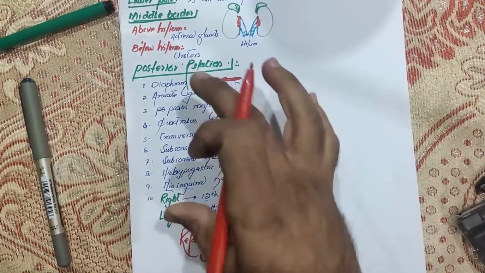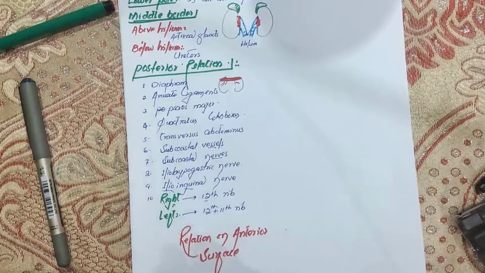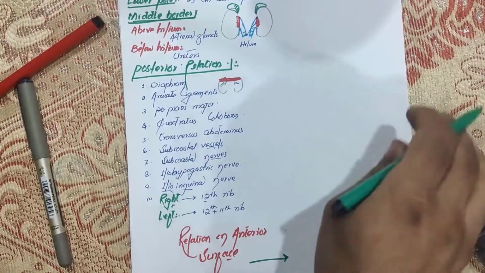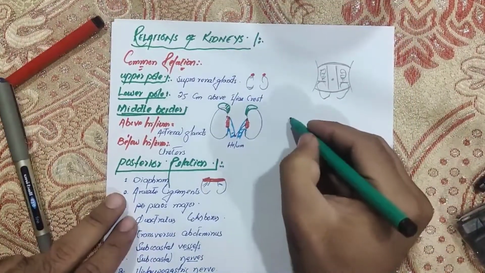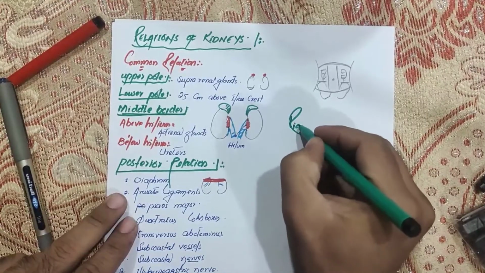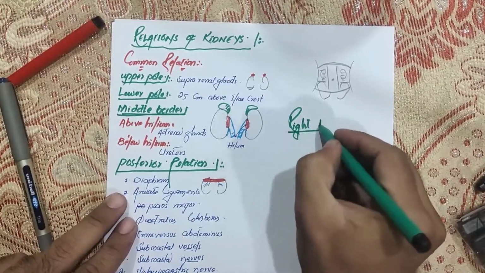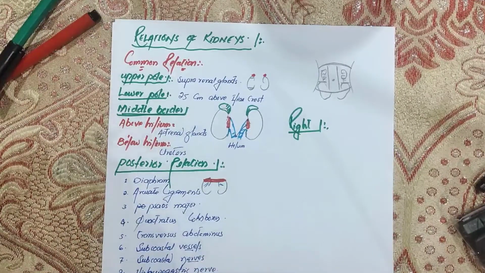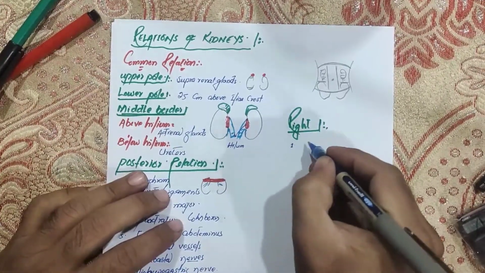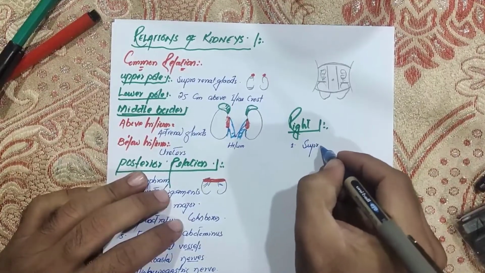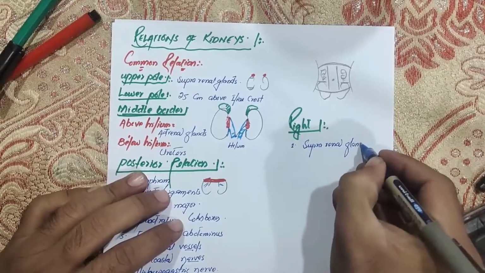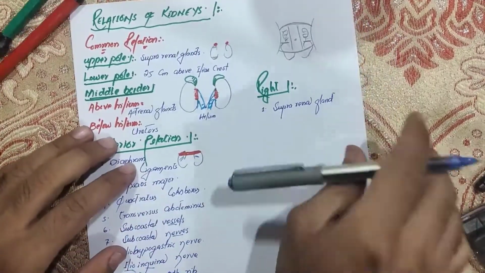Now these were the relations on the posterior surface common for both kidneys, and the anterior surface structures are different for each kidney. So let me write it here. Look carefully. For the right kidney, what structures are found on the anterior surface? First of all, there is the suprarenal gland, which we call the right suprarenal gland or right adrenal gland, right?